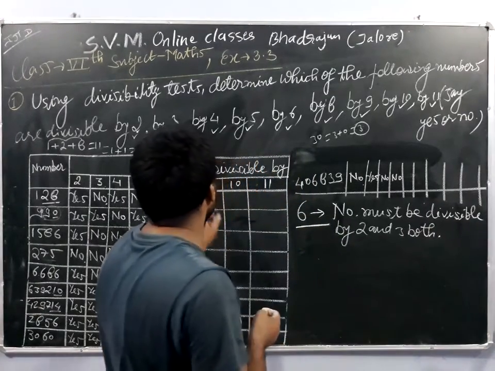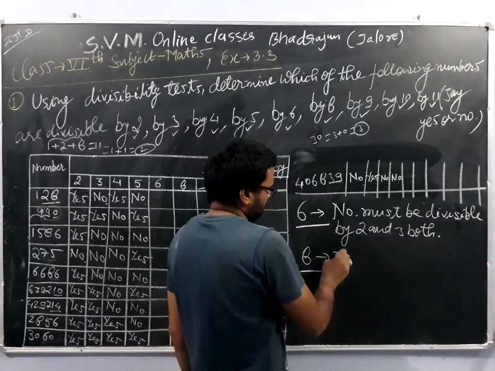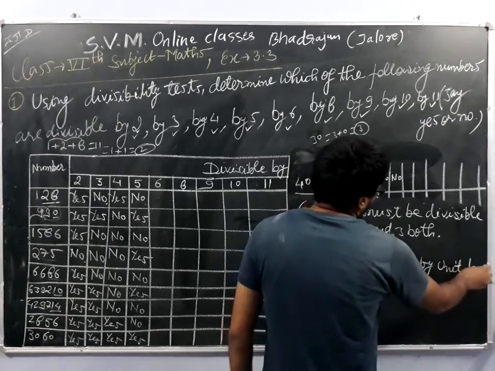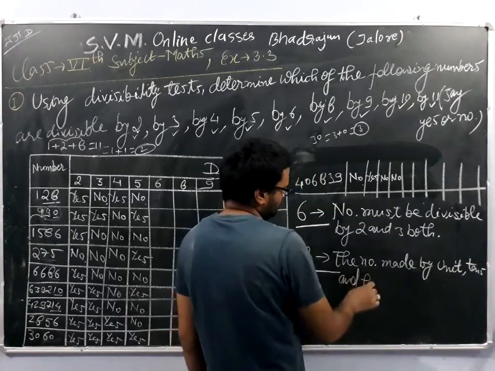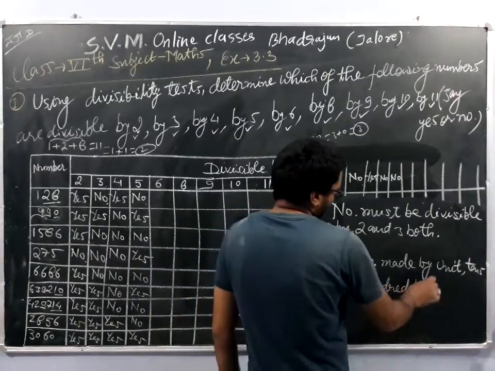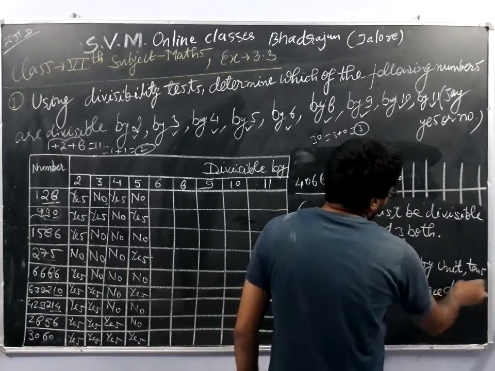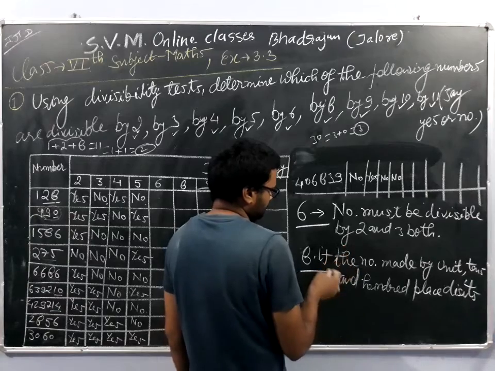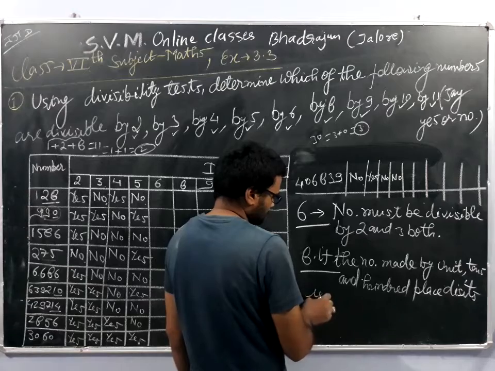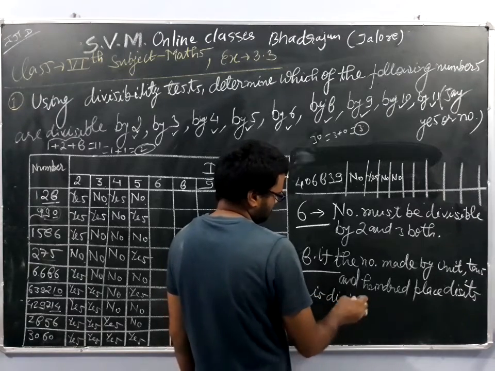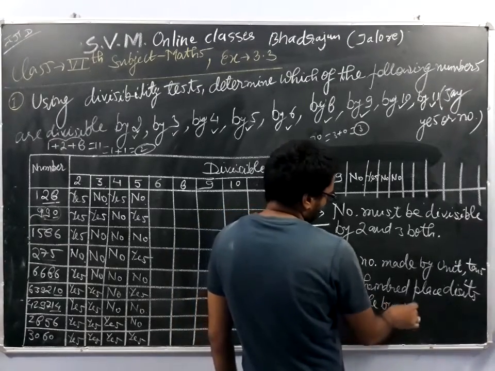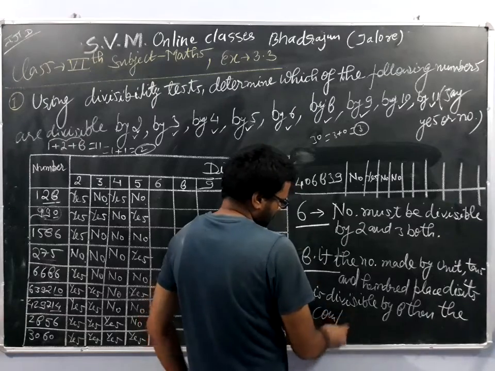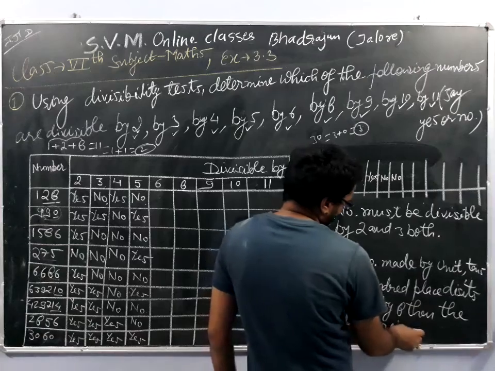Divisibility of 8. The number made by unit, tens and hundreds place digits, if the number made by these digits is divisible by 8, then the whole number, then the complete number is divisible by 8.